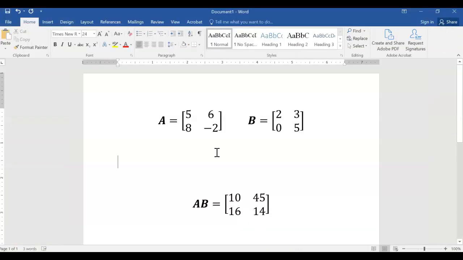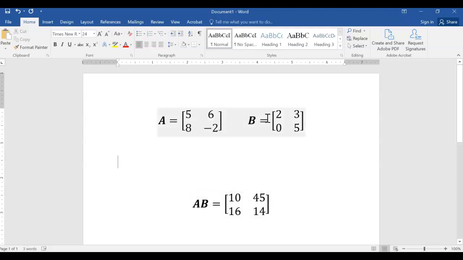Okay, so we take our matrix [5, 6; 8, -2] and our matrix [2, 3; 0, 5], and we multiply. Now when we multiply, I'd go 5, 6 multiplied times 2, 0, so 5 times 2 plus 6 times 0 gives me 10. Then I'd go 5, 6 times 3, 5. So 5 times 3 is 15, 6 times 5 is 30, 15 plus 30 is 45, get that?